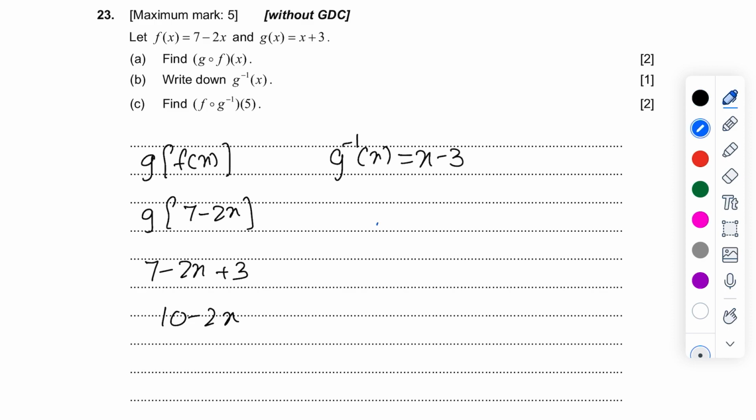Next part, f of g inverse of 5. g inverse of 5 will become 5 minus 3, which is f of 2. Plug in f of 2: 7 minus 2 times 2, which is 7 minus 4, which is 3.